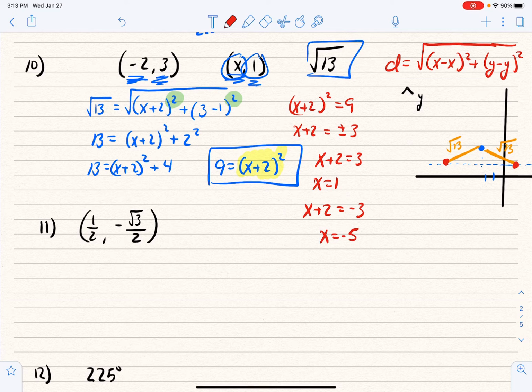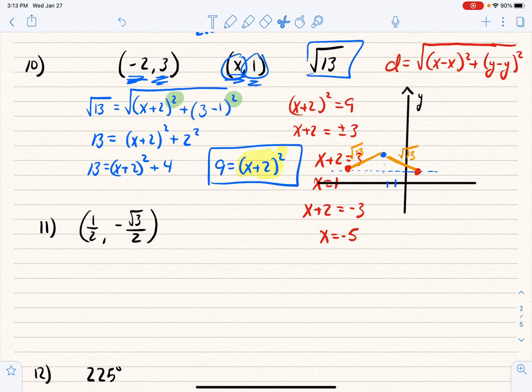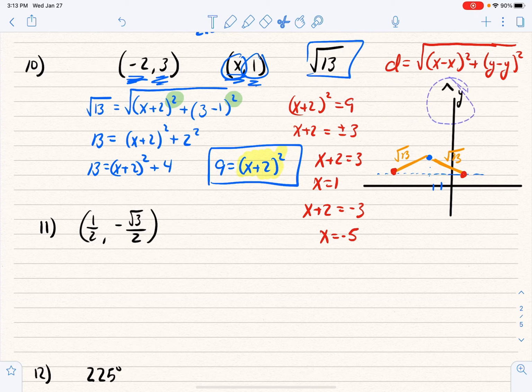And now all of a sudden we go back to our picture and we look at it and we go, that kind of makes sense. We guessed that one of the values was going to be somewhere over here, and that's this one, that x is 1. And another value was going to be way further negative back here, and that's this value, x is negative 5. So wow, that kind of makes some sense. Each one of those points, whether we be at negative 5, 1, or at 1, 1, we're saying that those points are square root of 13 away from this point, negative 2, 3.